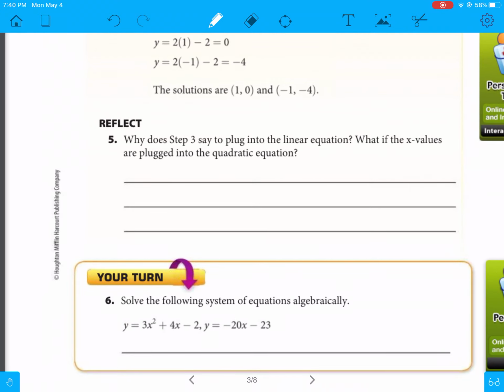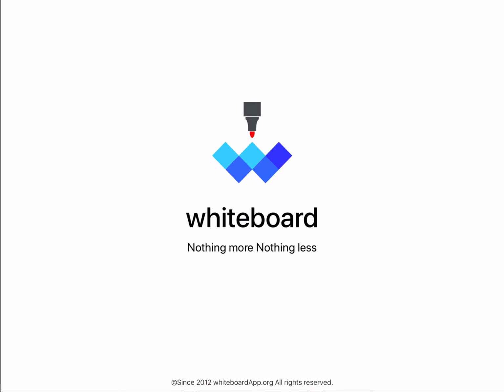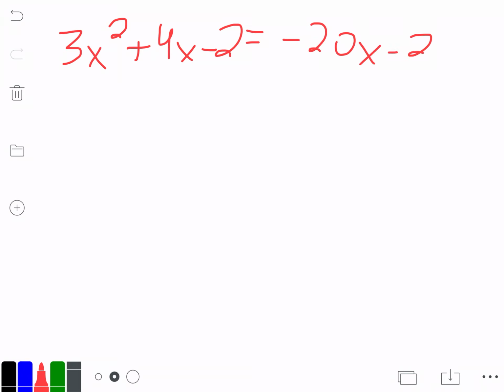All right, so let's take a look at number 6. Okay, so number 6, they're already set into y equals. So we're going to have our 3x squared plus 4x minus 2 equals negative 20x minus 23. So remember, you're going to have to get all the variables on one side and the numbers on the other.